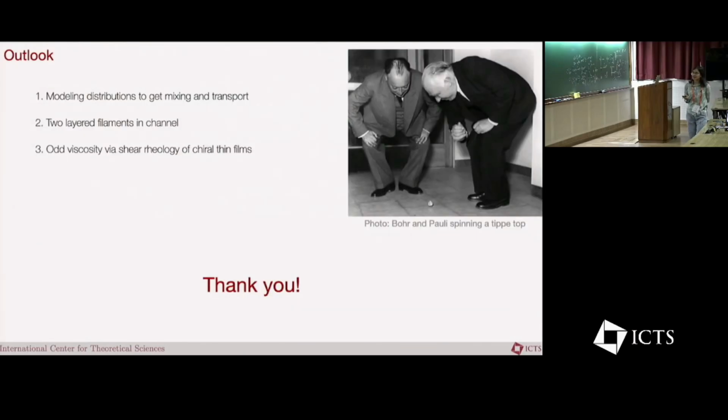So I would like to end here with this photo of people that you all know looking at a spinning object, and hopefully you understand that the study of spinning objects is quite interesting.